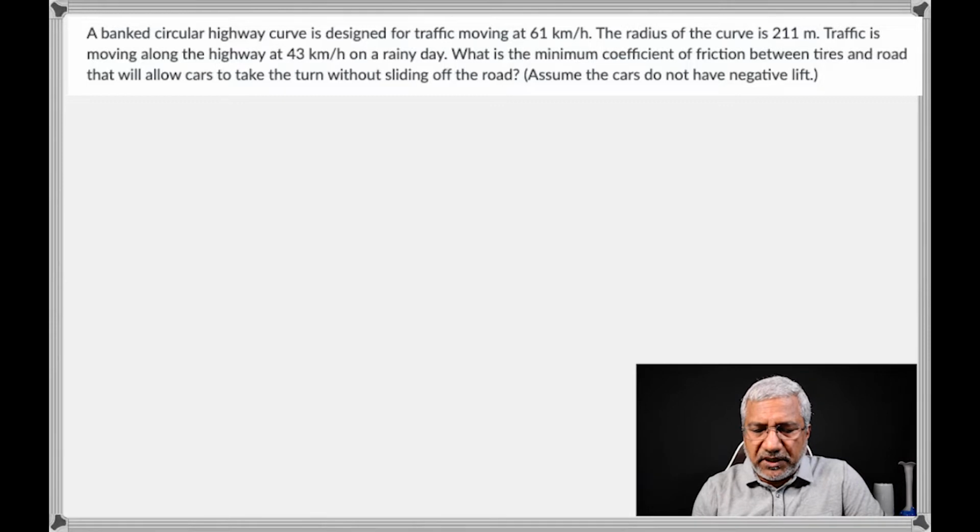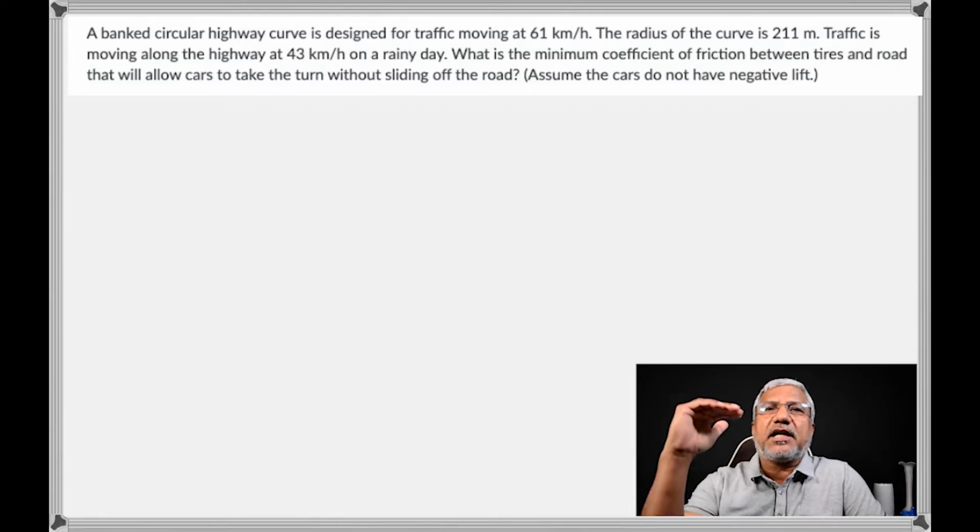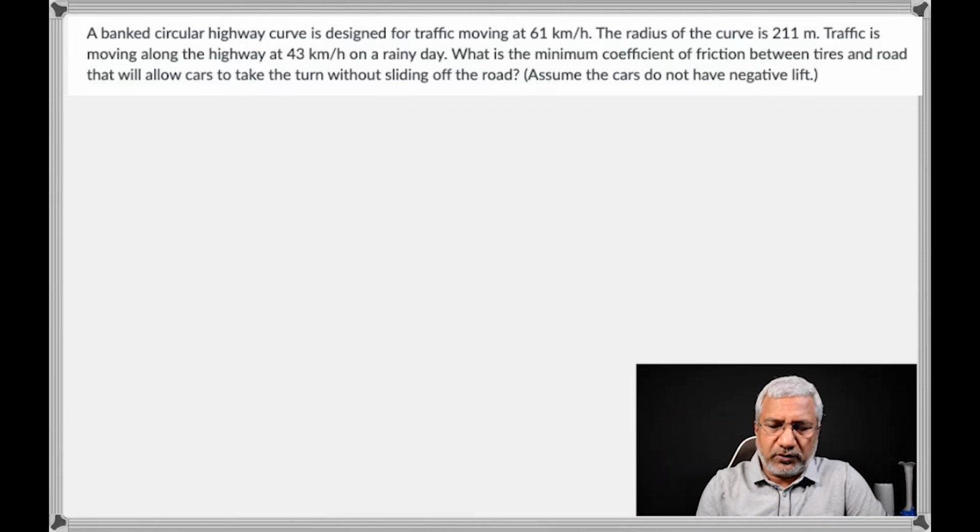And what is the minimum coefficient of friction between the tires and the road that will allow cars to take the turn without sliding off the road? Assume that the cars do not have negative lift. So that means the normal force is just enough, and so the car is not pressing down on the road. So first of all, we need to find the angle of banking.